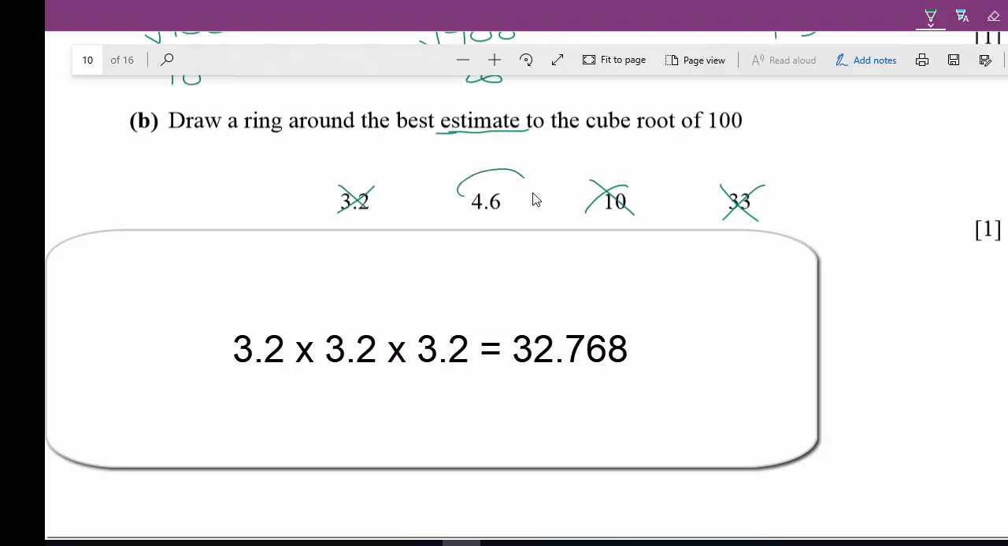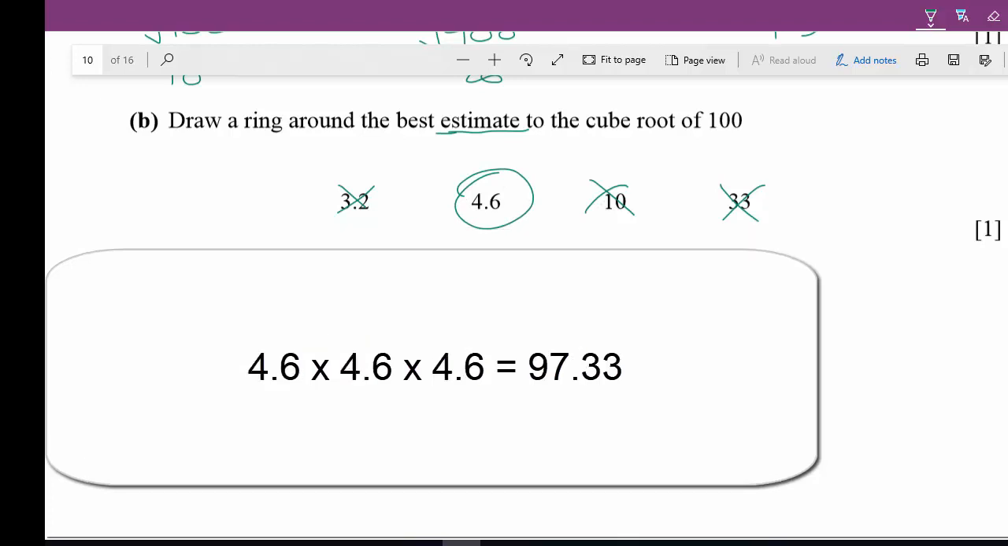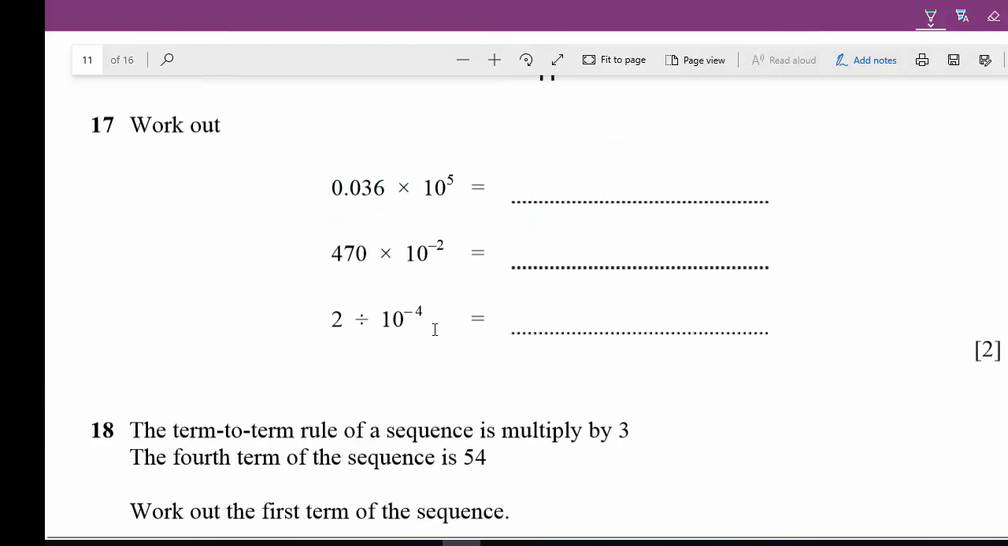What's remaining is 4.6, and if you check 4.6 times 4.6, that is 21.16, and times one more 4.6, that gives nearly 97.33, which is the best estimation in this group. This is a good question.